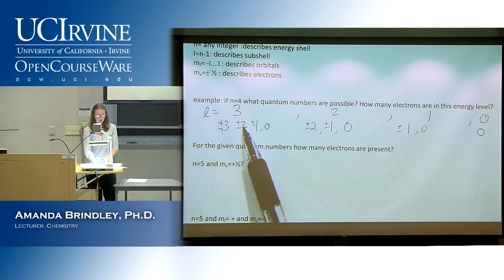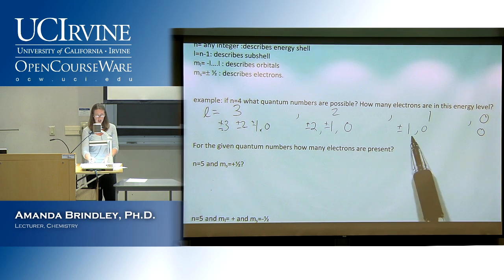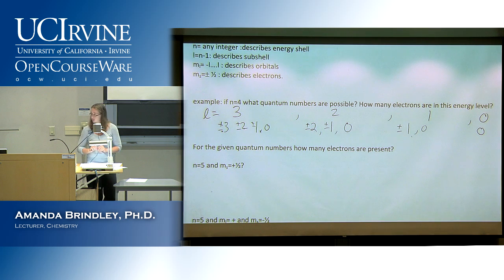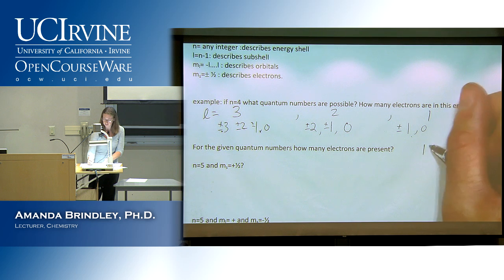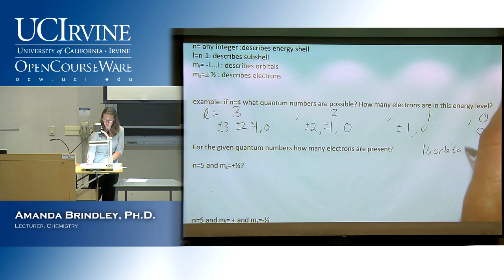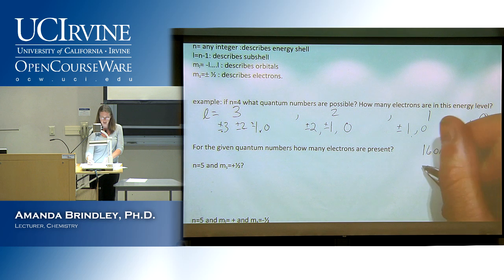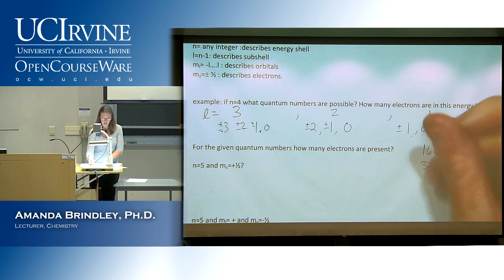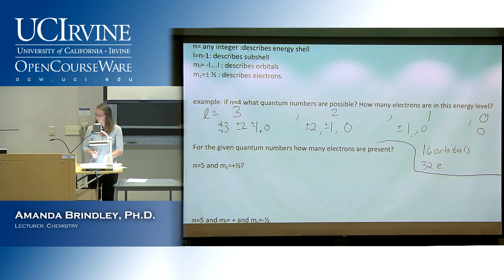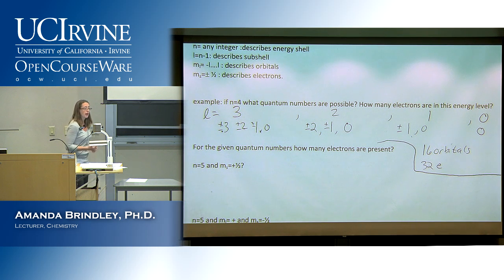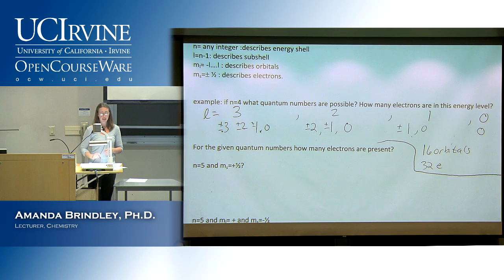So we have 2, 4, 6, 8, 10, 12, 14, 16. So we have 16 orbitals. So how many electrons? 32 electrons. Okay, so you don't have to write out the quantum numbers for each one, but it is helpful so that when you go through and count, you can just go, 2, 4, 6, 8, 10, 12, 14, 16.